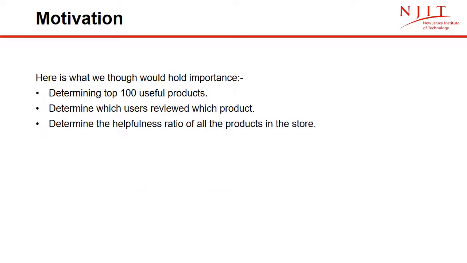Now, as everyone is aware about what dataset we used, let's get an overview of what's going to be explained ahead in this presentation. Based on the dataset, here is what we thought would hold importance: determining top 100 useful products, determining which users reviewed which product, determining the helpfulness ratio of all the products in the store. To carry these out, we had to tweak the dataset according to our needs and then find key insights of results, if you will. All this will be discussed in detail later. Now let's get into the design with Deepen.